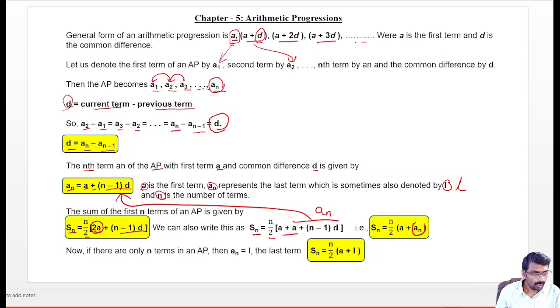We know that an, the last term, is also denoted by the letter L. So if we write an as L, our formula becomes Sn is equal to n by 2 times a plus L. This is our formula. So these are the major formulas which we would come across in this chapter while solving the exercise problems. Now we go through each and every exercise problem and solve them.